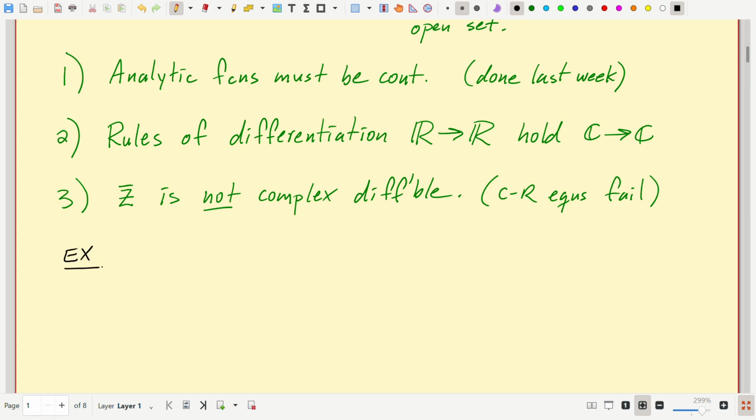Example: the modulus of z squared plus z cubed. Let's call that f of z. Question is, is f complex differentiable?